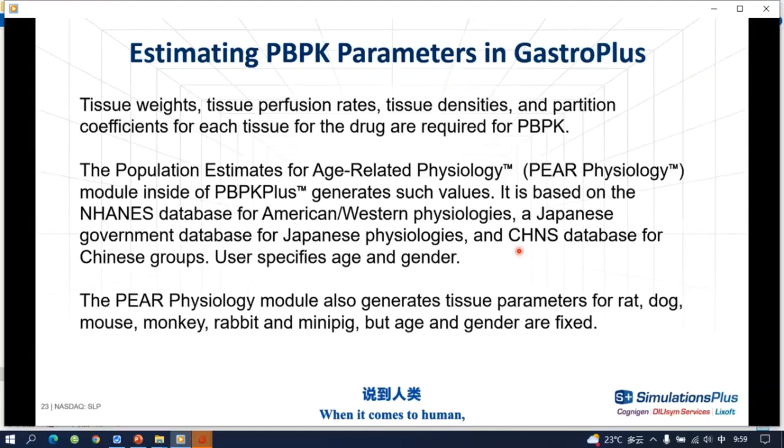So when it comes to human, we do have the age-dependent physiology. You can define specific age, gender for the subject, health status, health conditions. And we also have those populations parameterized, or the physiologies parameterized for American, Japanese, and Chinese physiologies or populations.